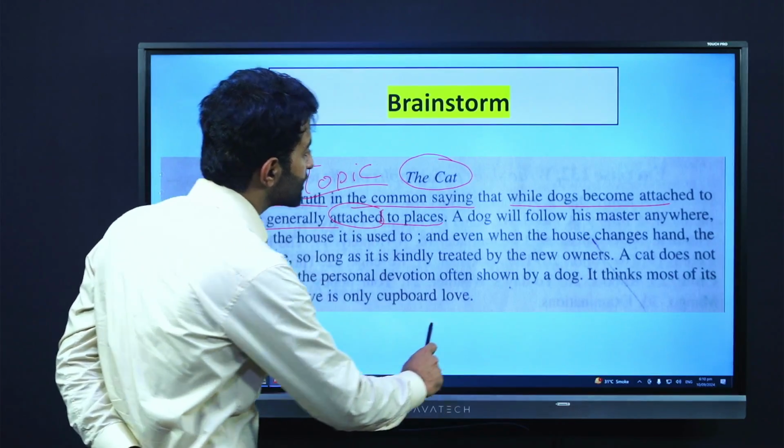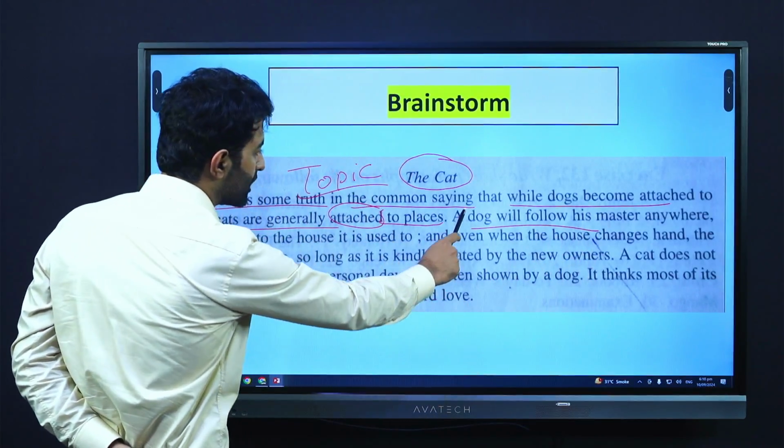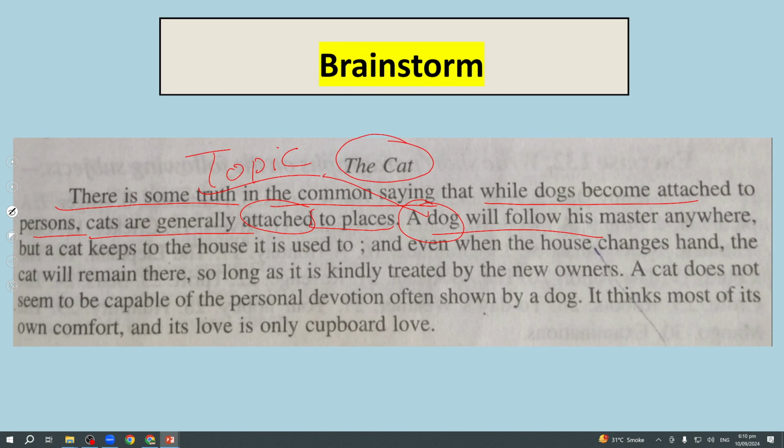A dog will follow his master anywhere. अब यहां पे कोई नई बात नहीं हो रही, वही बात है जो टॉपिक सेंटेंस में हम कर चुके हैं, उसी को डिटेल में करेंगे. A dog will follow his master anywhere, but a cat keeps to the house it is used to. And even when the house changes hand, the cat will remain there. So as long as it is kindly treated by the new owners, a cat does not seem to be capable of the personal devotion often shown by a dog.